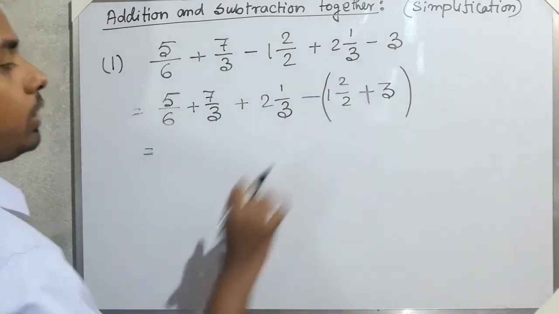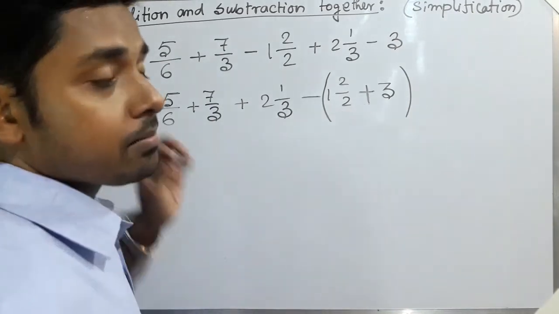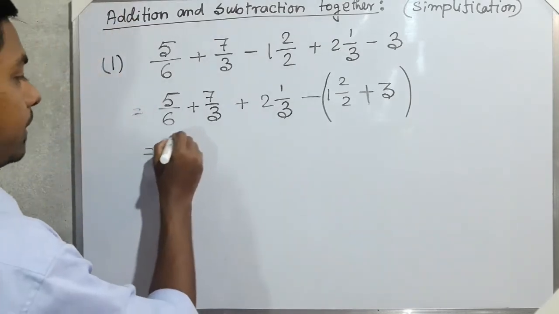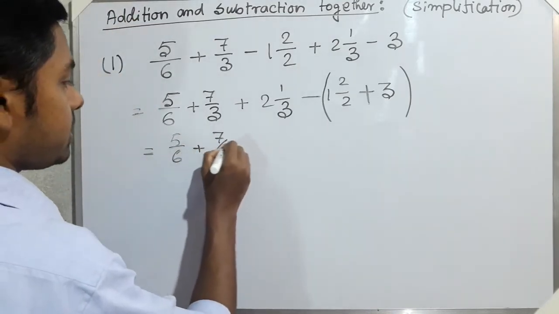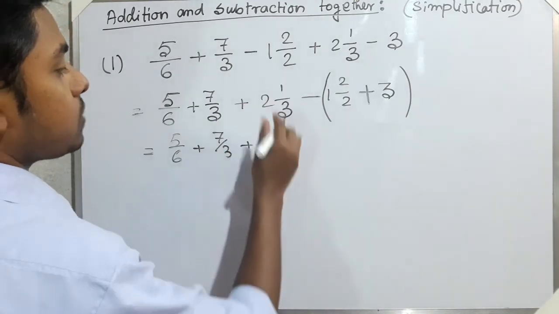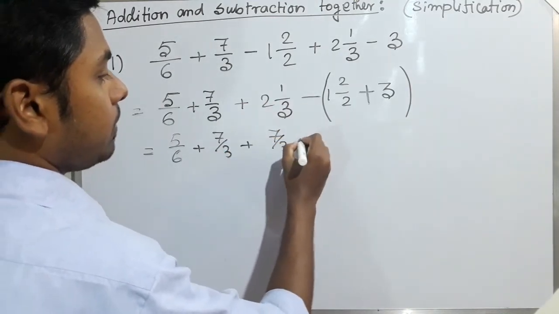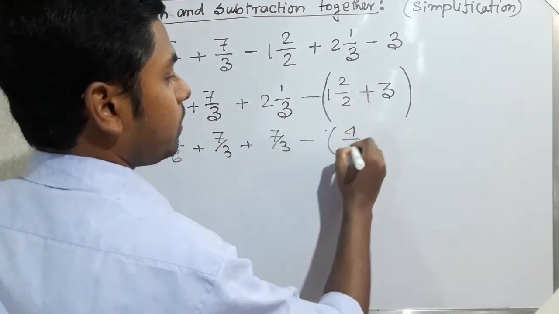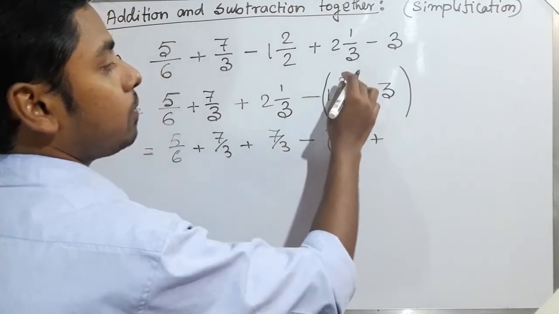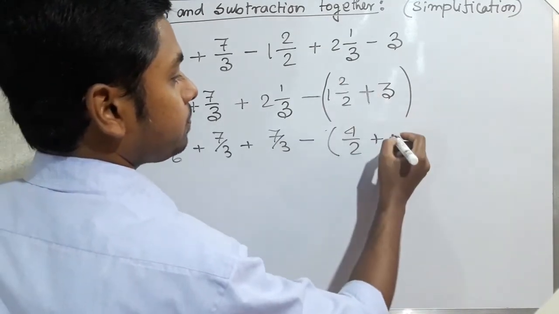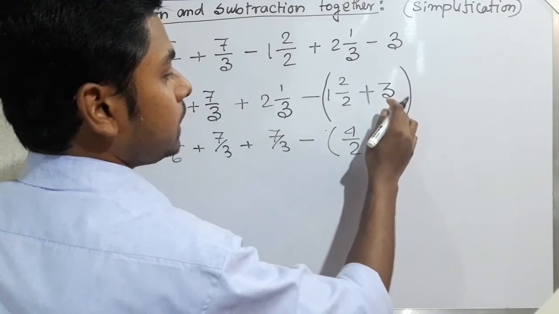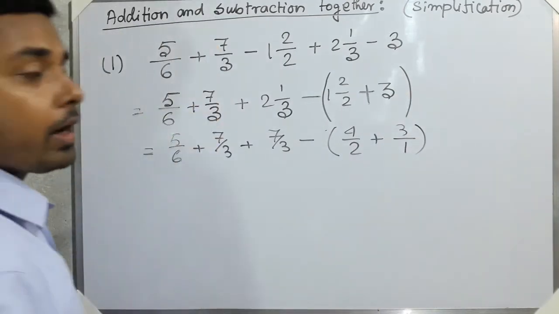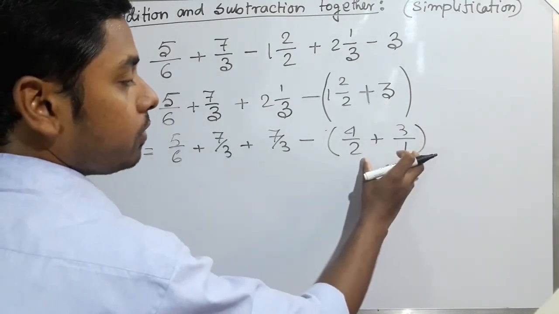Now here you can see some mixed fractions are there. So first of all you have to change them into improper fractions. So 5 by 6 same as it is, 7 by 3 same as it is. Now 3 sixes are 18 plus 1, 19 by 3. Minus, here 2 ones are 2 plus 2, 4 by 2. And 3 we can write as 3 by 1.